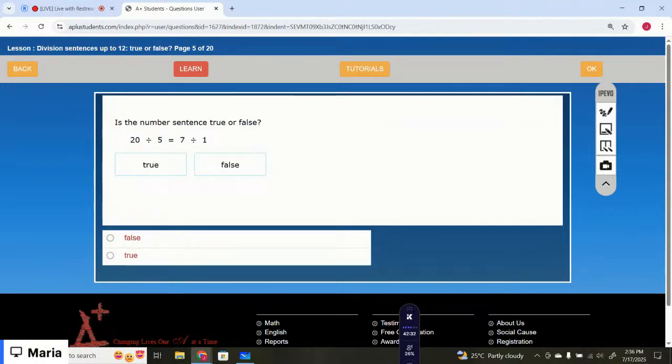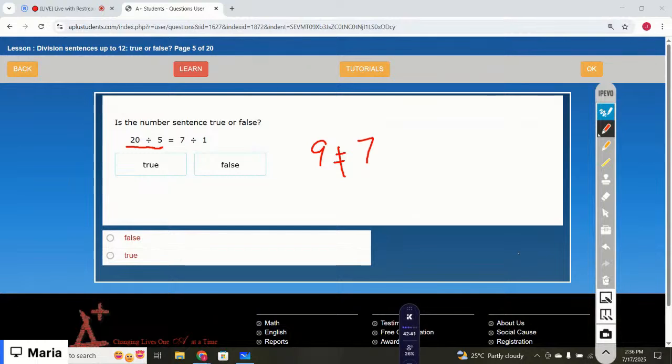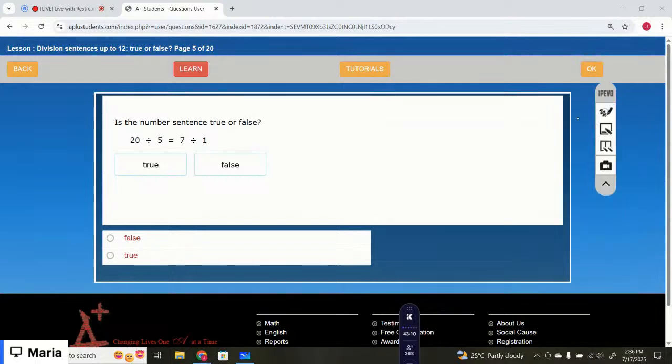Is the number sentence true or false? 20 divided by 5 equals 7 divided by 1. So 5 times 4 is 20 and 7 divided by 1 is 7. 4 is not equal to 7. False it is. Option number 1 is the correct option.